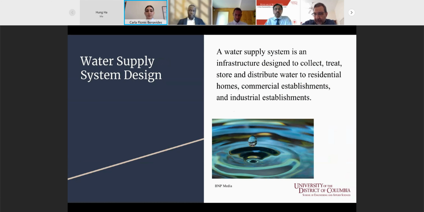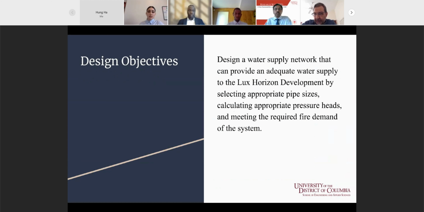Next slide. The design objective of this section of the project mainly was to design a water supply network that's able to provide an adequate water supply to the Lux Horizon development. And you can ensure this by selecting appropriate pipe sizes, calculating appropriate pressure heads, and meeting the required fire demand of the system. Next slide.